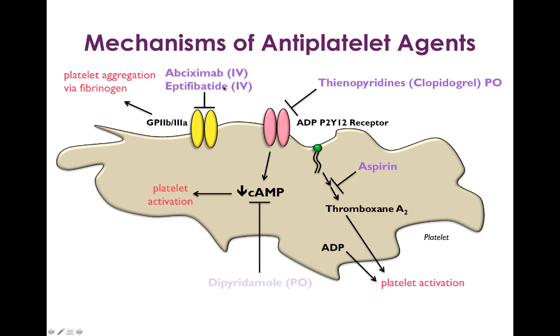So you should know about the 2B3A inhibitors, abciximab and eptifibatide. These are IV drugs which block the 2B3A receptor, thereby preventing platelet aggregation.